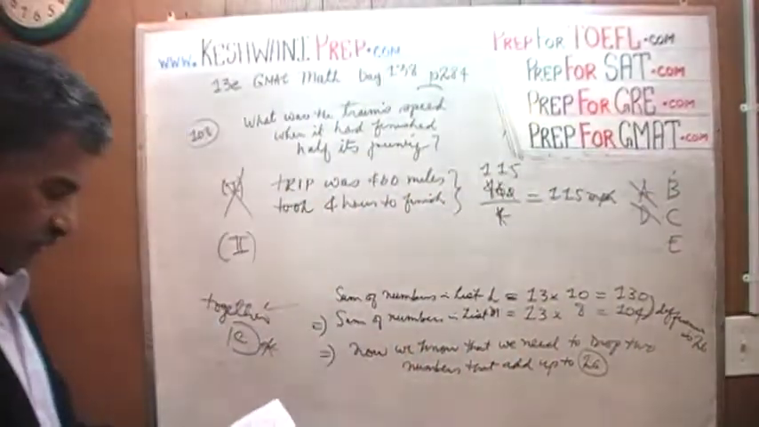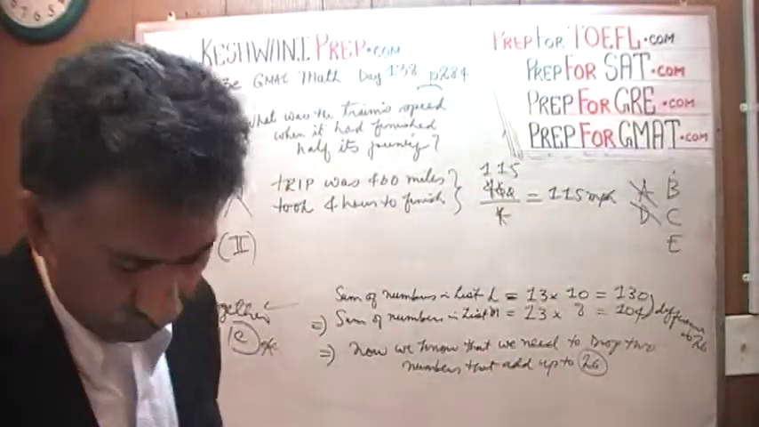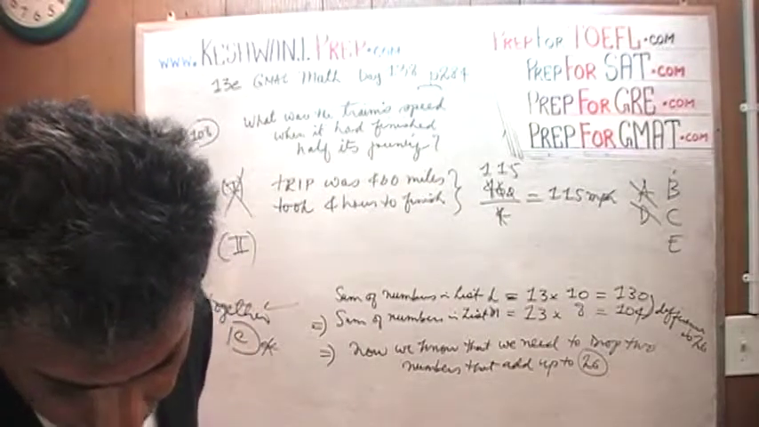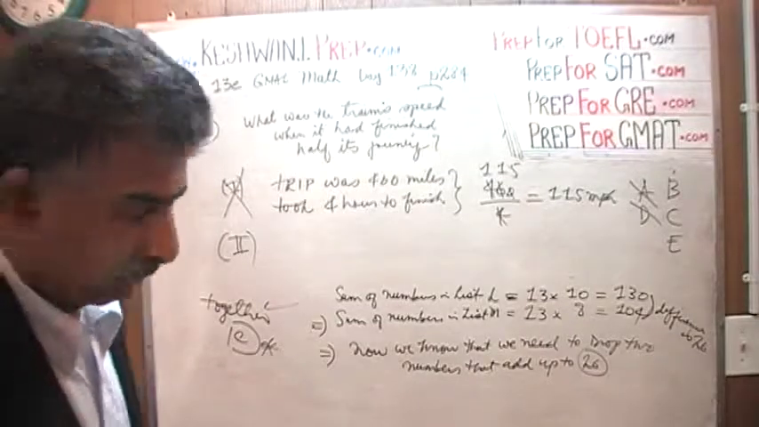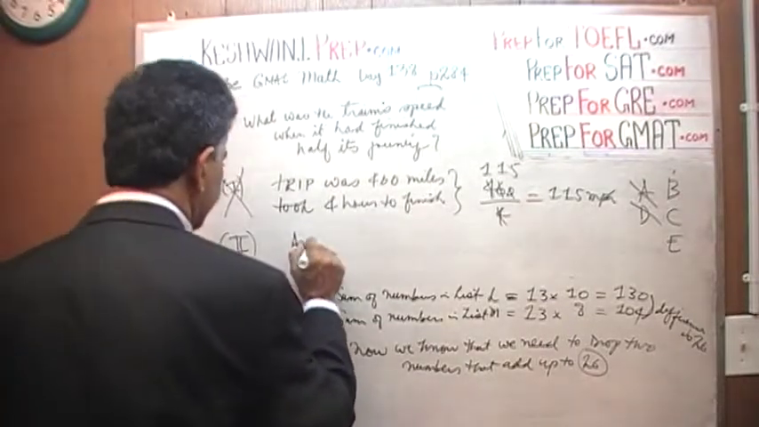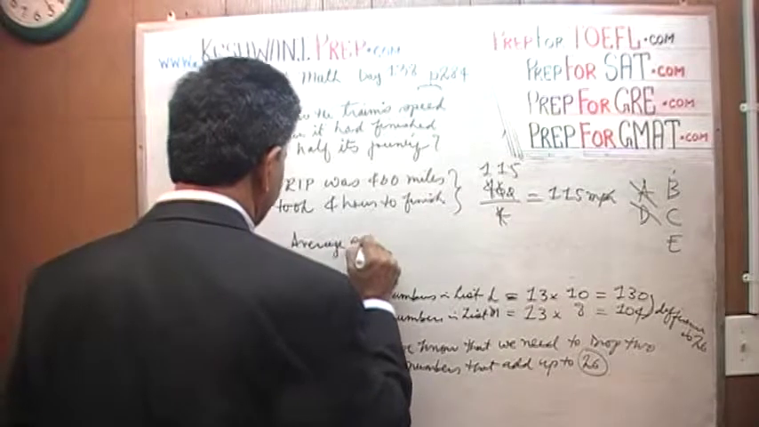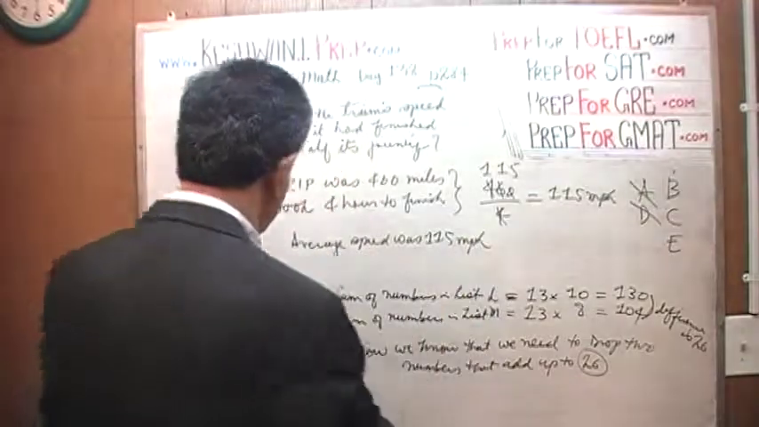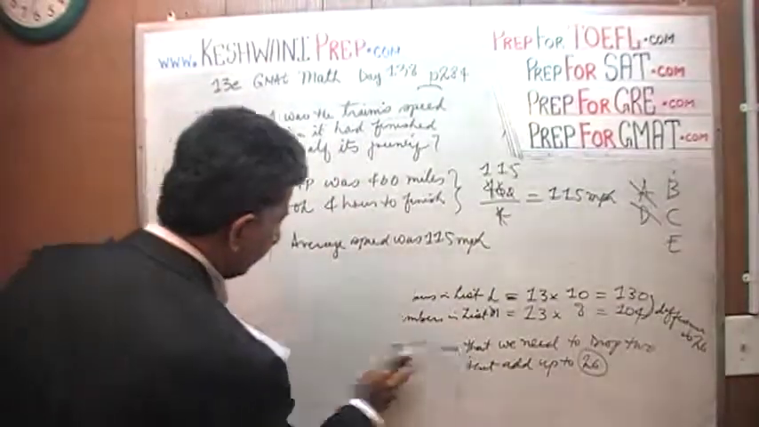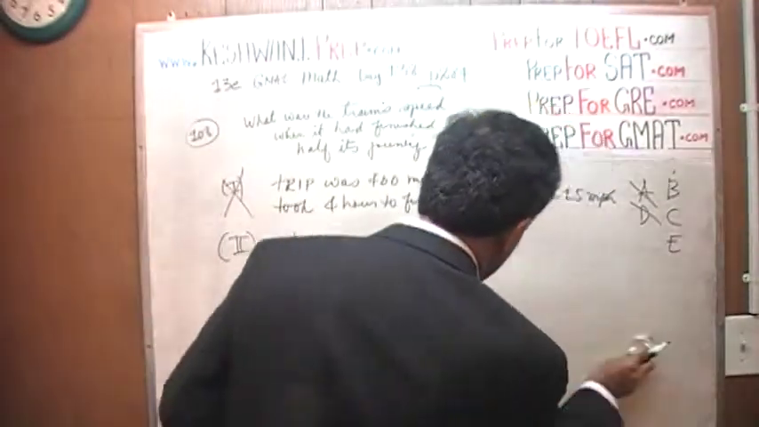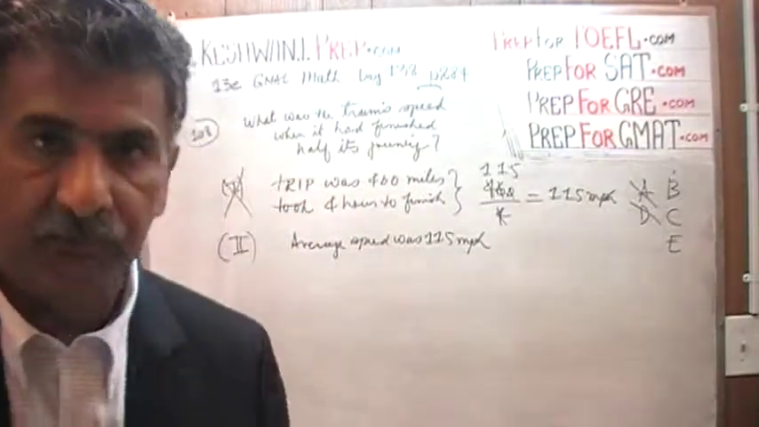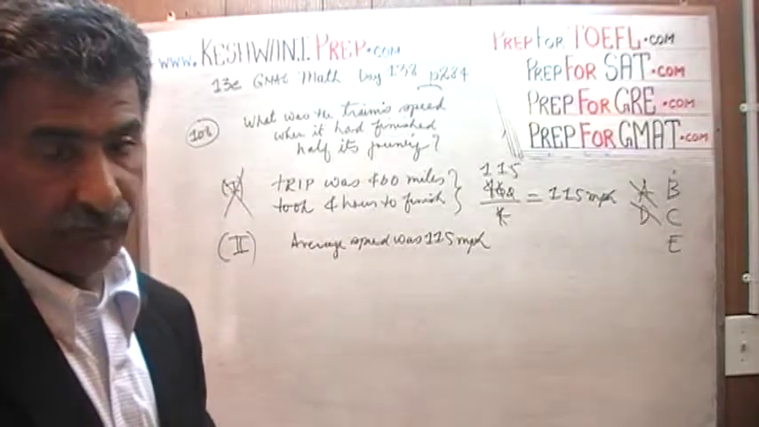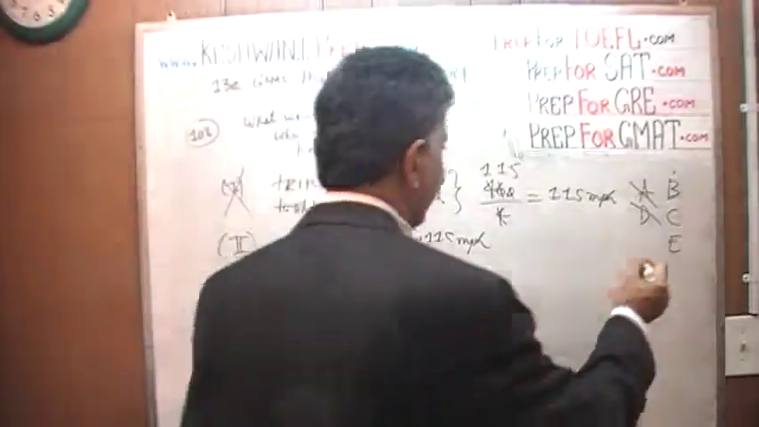Let's look at the second statement. The second statement goes on to tell us proudly that the train traveled at an average speed of 115 miles per hour. What the hell? It tells us that the average speed was 115 miles per hour, which is exactly what we found from the first statement. If the first statement by itself was of no use, neither is the second statement, because it is telling us the exact same information as the first statement did. Therefore, the answer cannot be B.